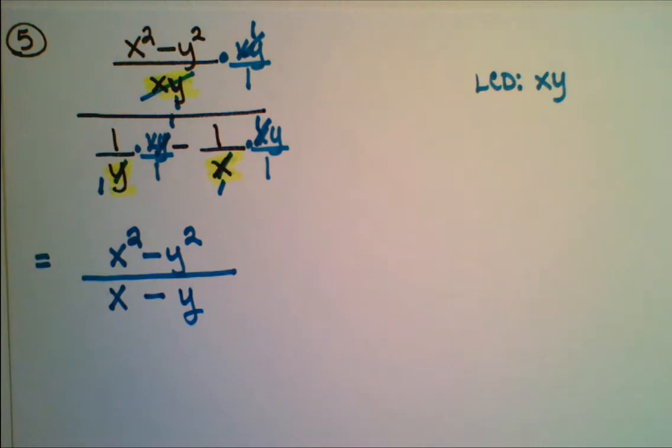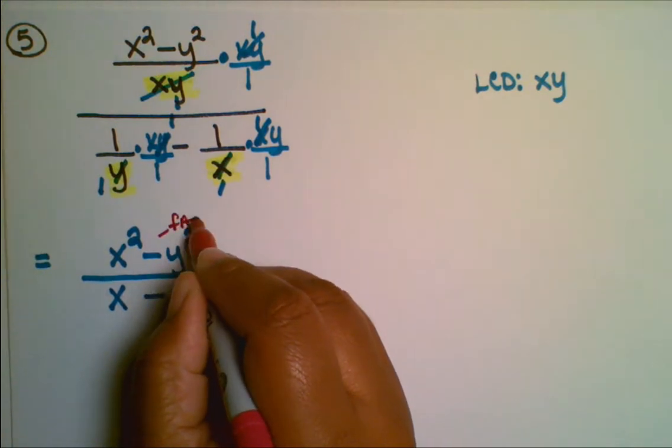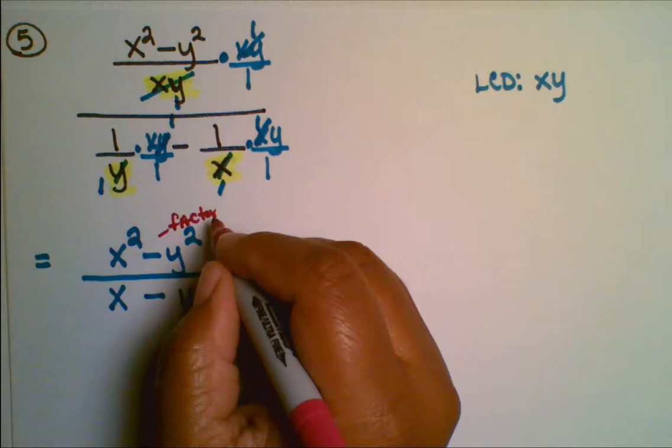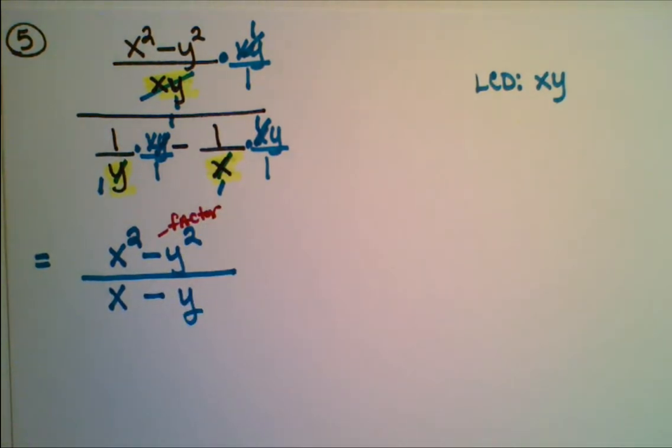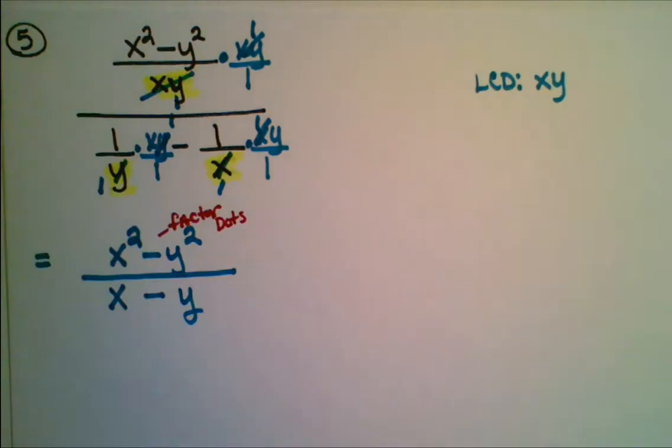So next, before we move on, we need to simplify, meaning we're going to reduce it, and the way that we reduce the rational expression is by factoring. So we're going to factor the numerator. Do you remember what it's called? We have x squared minus y squared, difference of two squares. So let's factor that.